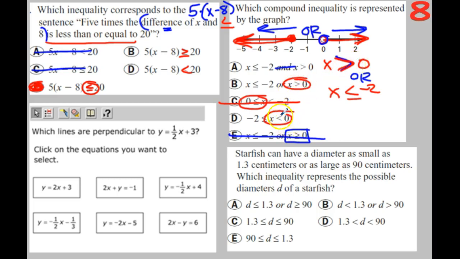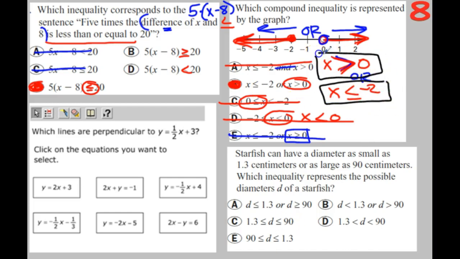This one, you guys, doesn't even match the same arrows though. X is less than 0. Well, we don't want less than, we want greater than. So we have narrowed it down to just B. And both equations here match perfectly.